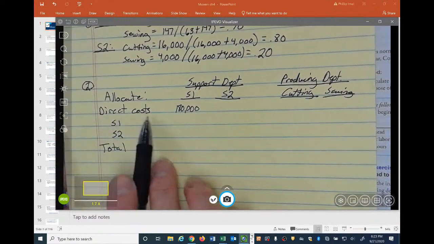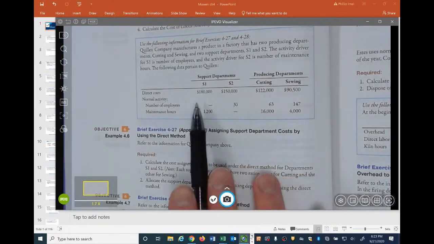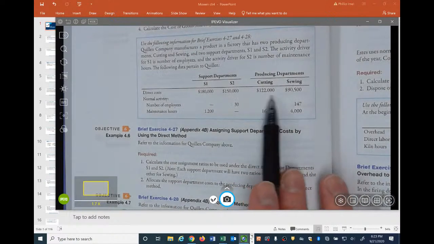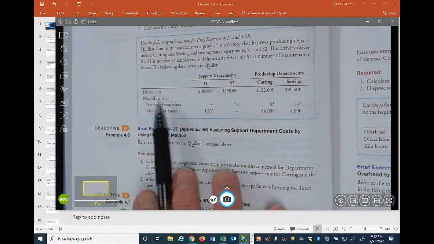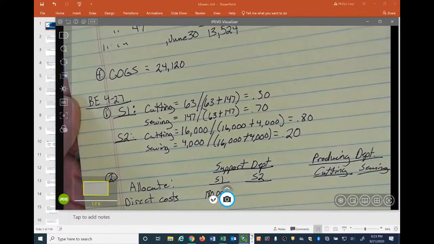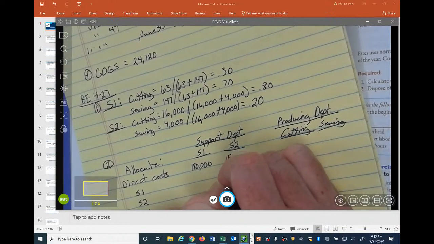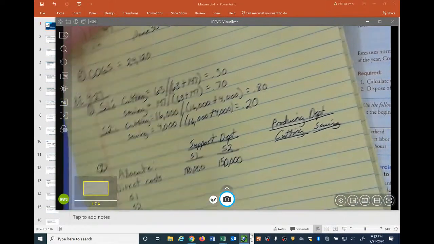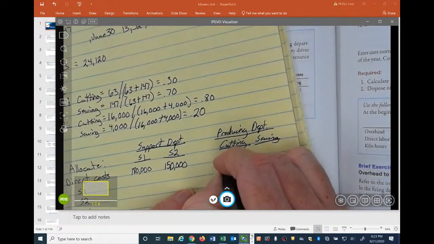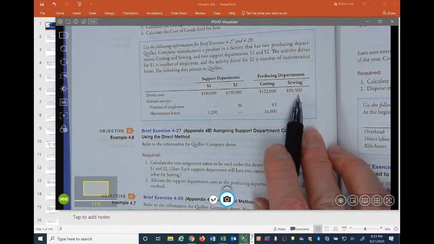Okay, so the first thing I want to start with is direct costs. These are given right here. So I'm just trying to move these costs into the producing departments to see what we have to add to these original costs. So the first thing I'm going to do is just fill the direct cost in directly across. So for S1, it's 180. I've already got that there. S2, it's $150,000. The cutting is 122,000, so I'm just going to write that in here. And then the sewing is $90,500.